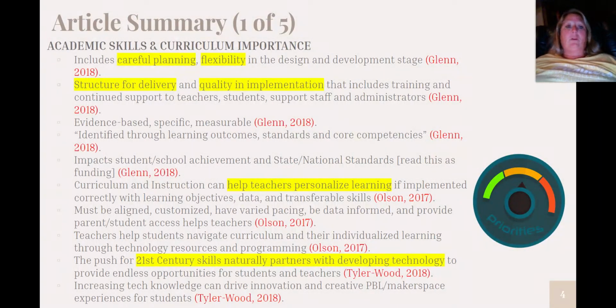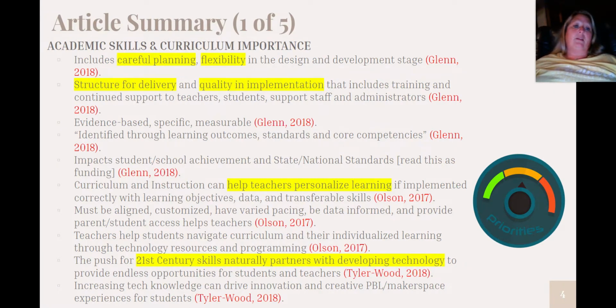So what I did was read through all of the resources and look for common themes, and then kind of jumble them together according to the common themes that I was able to identify. So in this first section, the first theme was academic skills and curriculum importance. And I'm just going to pull out the key points because my last video I just made was 25 minutes.